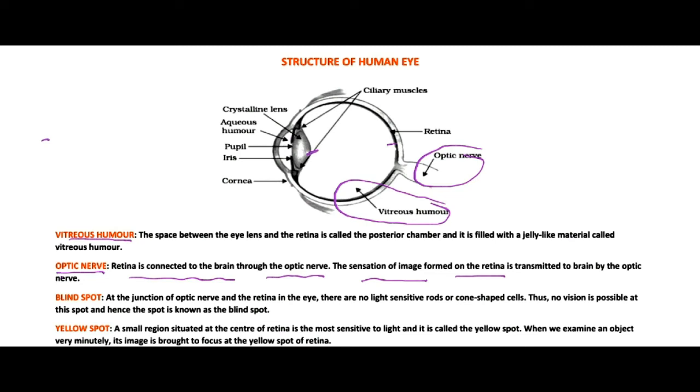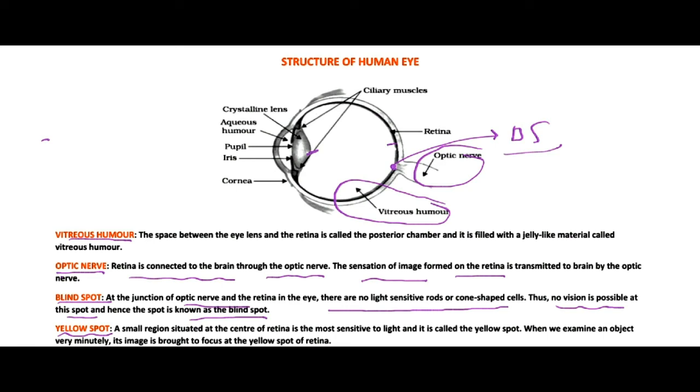Next is blind spot. Here is the blind spot. At the junction of optic nerve, there are no light sensitive rod or cone shaped cells. There are no cells present in this area. Thus, no vision is possible at the spot. Hence, the spot is known as blind spot. Clear?